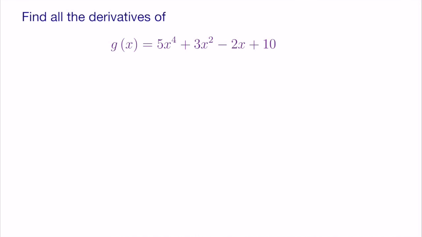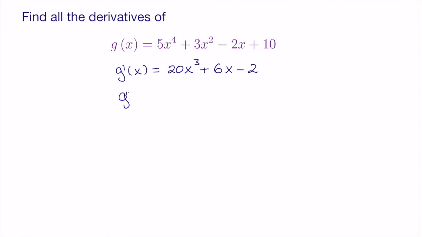Polynomials have a finite number of derivatives. It depends on the degree, because each derivative you take, you're lowering the degree by 1 until you get degree 0. That's a constant, and then the last derivative is going to be 0. So let's do the first derivative of g. I'm going to do it in one step. You're ready for that? So this is 5 times 4, 20x cubed plus 6x minus 2.